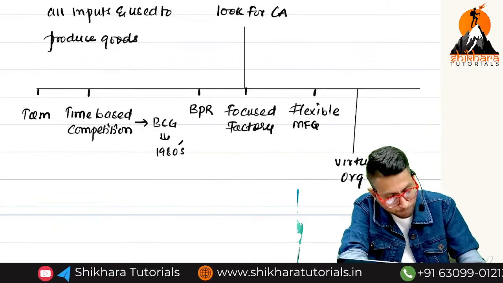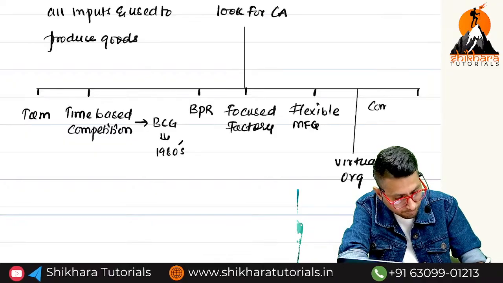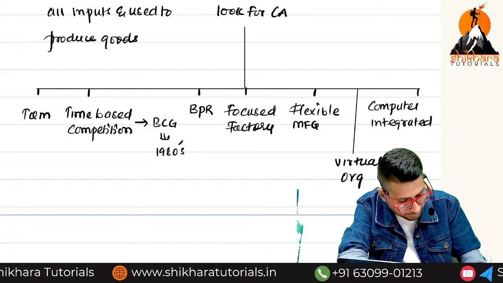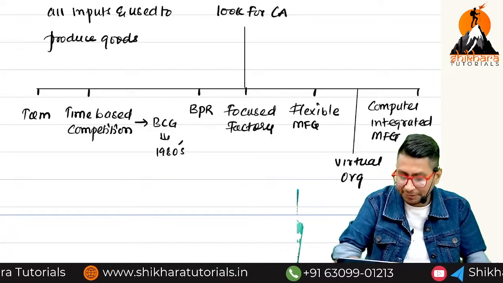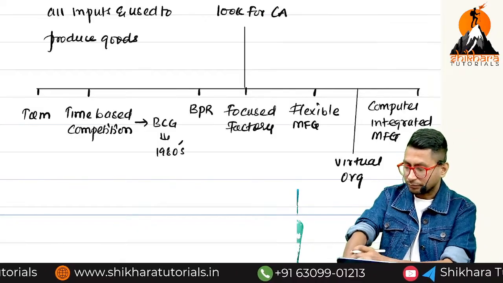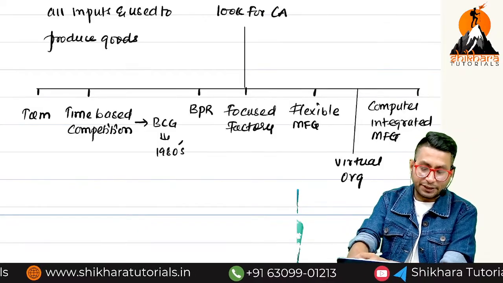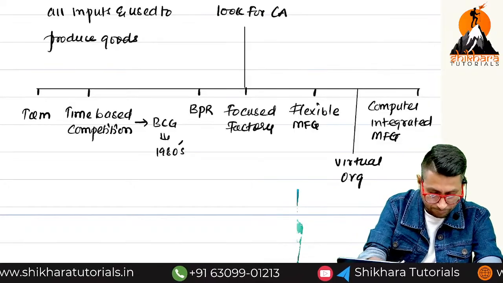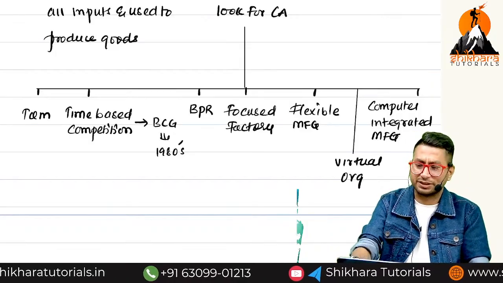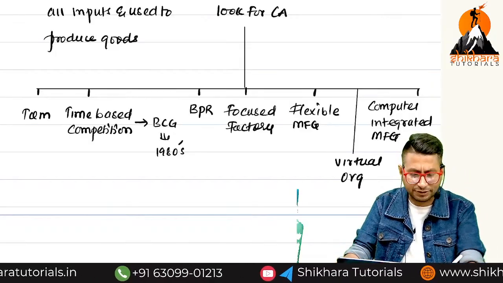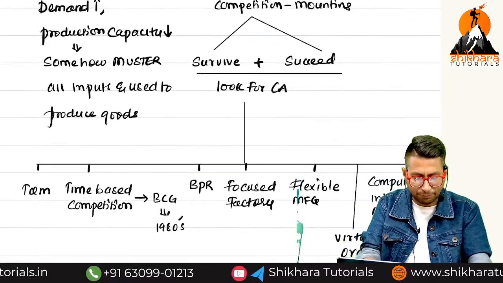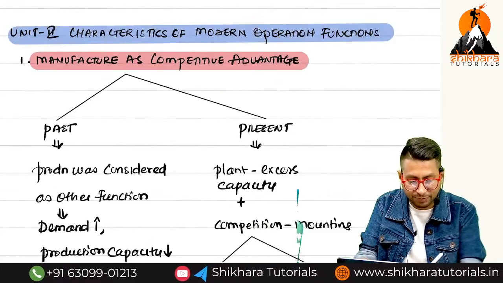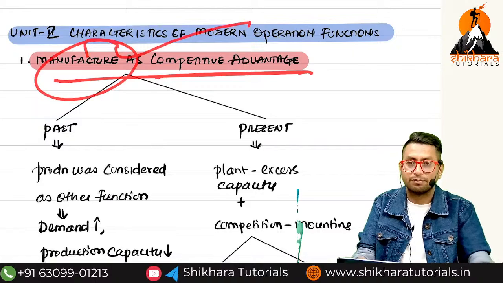Then we have computer integrated manufacturing. In computer integrated manufacturing, who will manufacture your products, human beings or computers? Computers will manufacture. Computers, software, and networks will manufacture the product. These are some examples of how to create which advantage? Competitive advantage as a manufacturer.